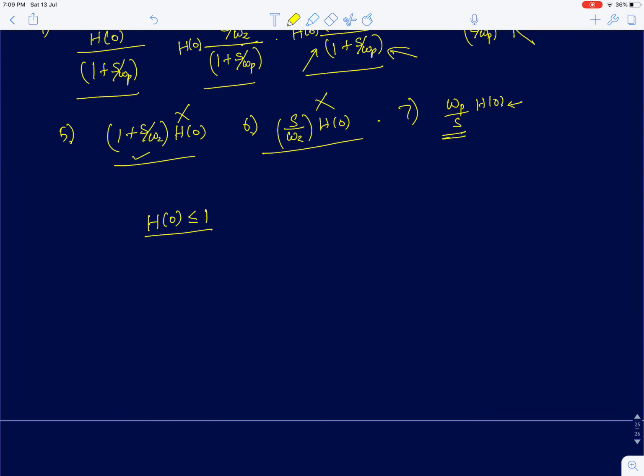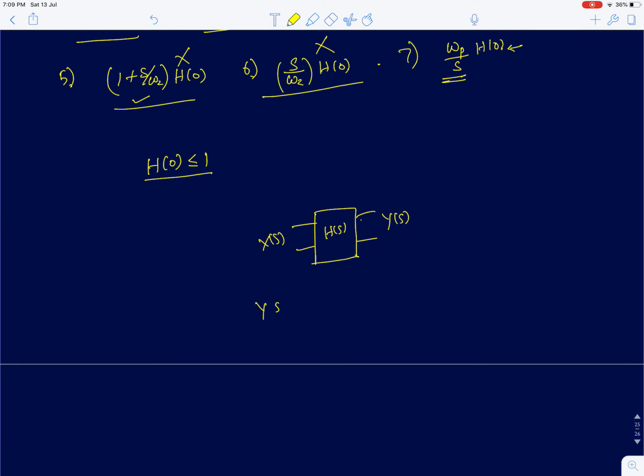So first, I will take an LTI system with a transfer function h of s, and I am feeding an input x of s and taking y of s as an output of the system. Now we know y of s is simply x of s into h of s. Now if I go to the Fourier domain, when I substitute s equal to j omega, you get y of omega as h of omega into x of omega.